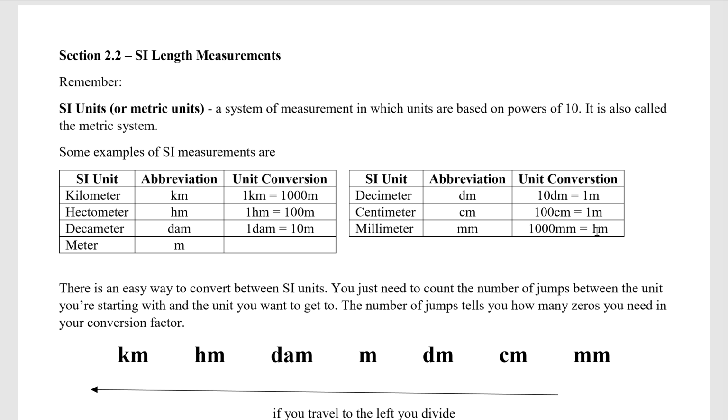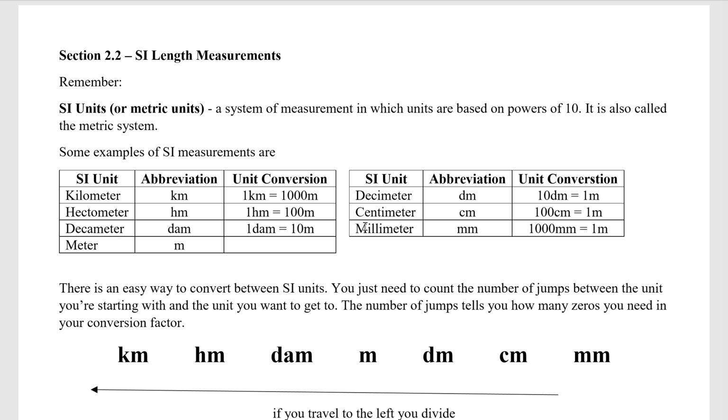Some of these words might seem strange to you. There are really only 4 of these measurement units that we use on an everyday basis. That would be the kilometer, the meter, the centimeter, and the millimeter. The other 3, the decimeter, the decameter, and the hectometer, aren't as commonly used in everyday practice.